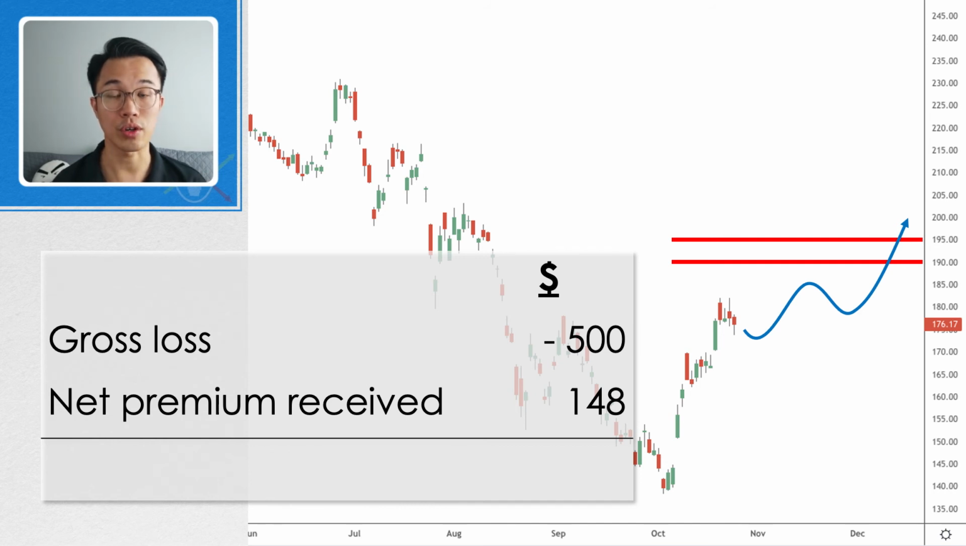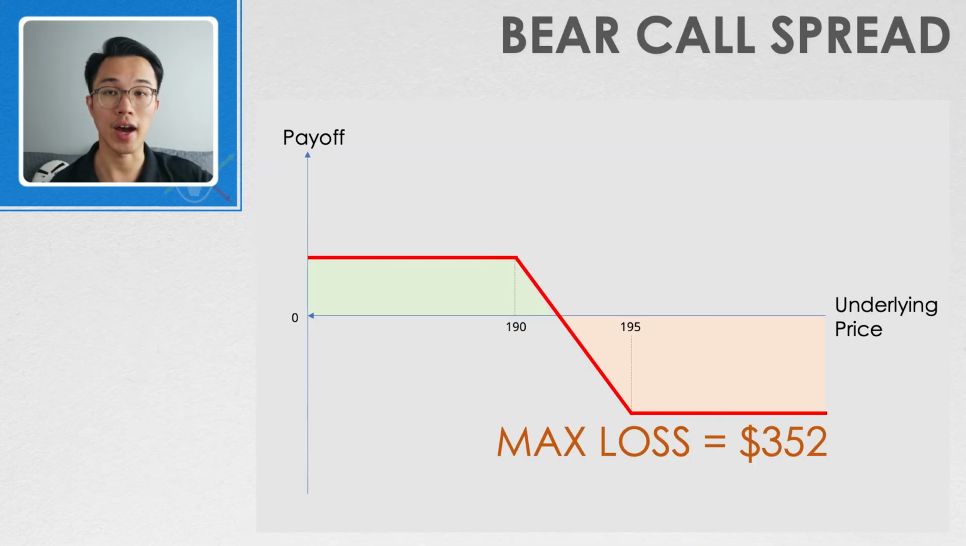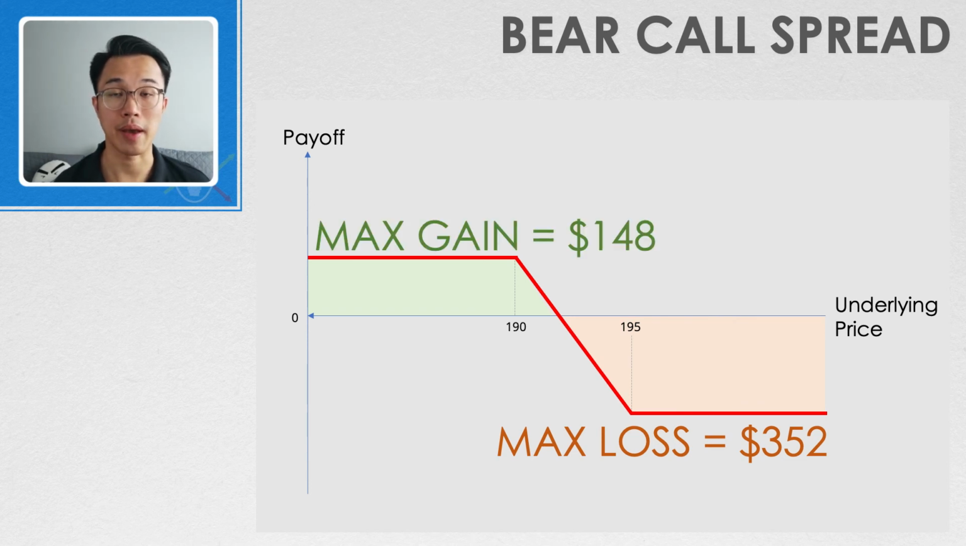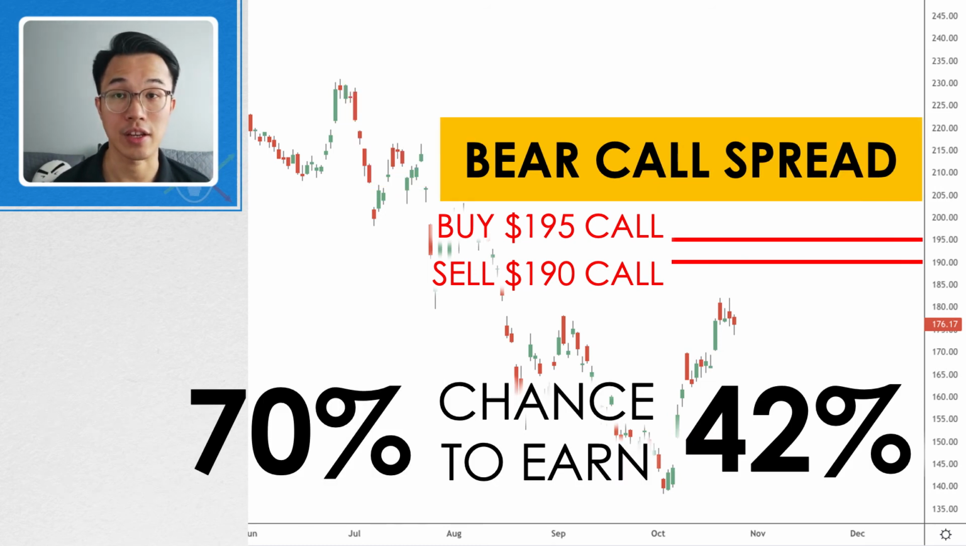So once again, my loss on this transaction is $500, but because I received the premium of $148, that makes the total maximum loss on this transaction $352. This is my maximum loss regardless of how high the share price goes. Likewise, $148 is my maximum gain regardless of how low the share price falls. So all in all, this gives me an expected return of 42% on this trade. And once again, I have a 70% statistical probability of being correct. So this gives me a 70% chance of making a 42% return on my capital for this particular trade.